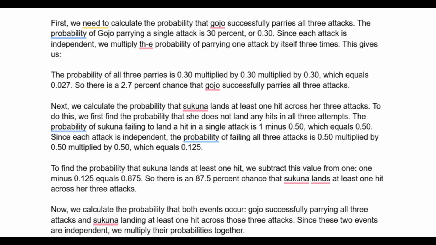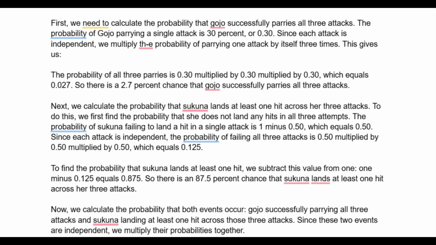To find the probability that Sukuna lands at least 1 hit, we subtract this value from 1. 1 minus 0.125 is equal to 0.875. So, there is an 87.5% chance that Sukuna lands at least 1 hit across her 3 attacks.